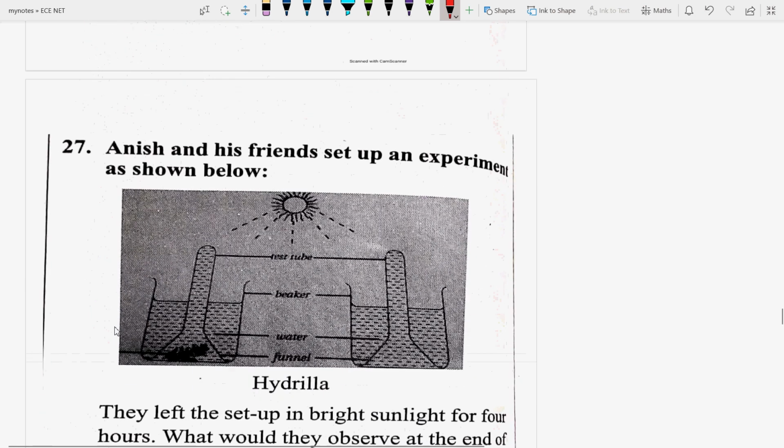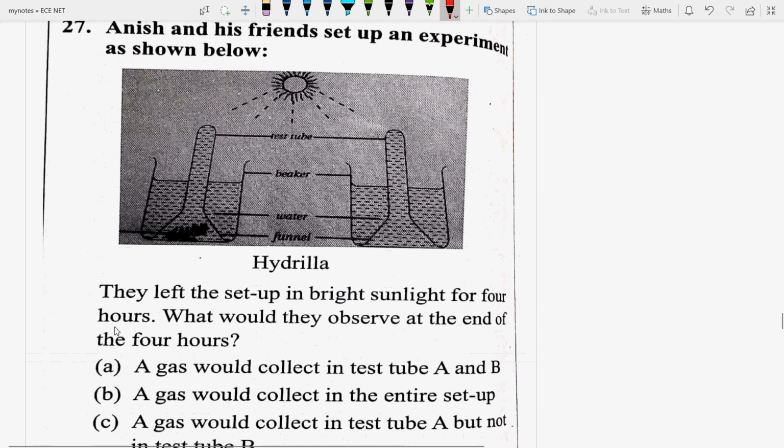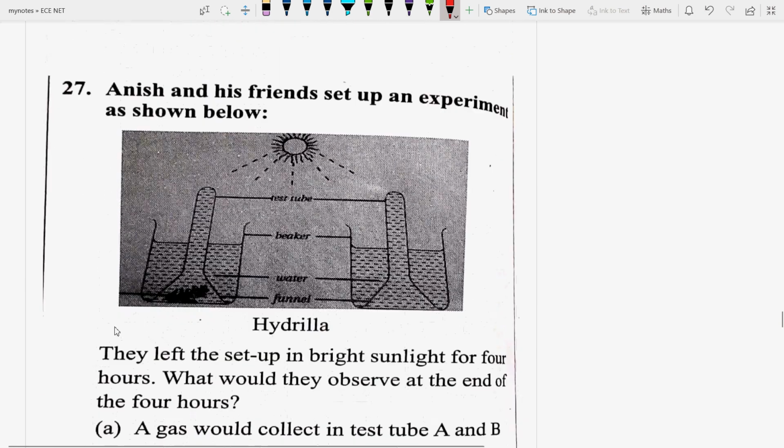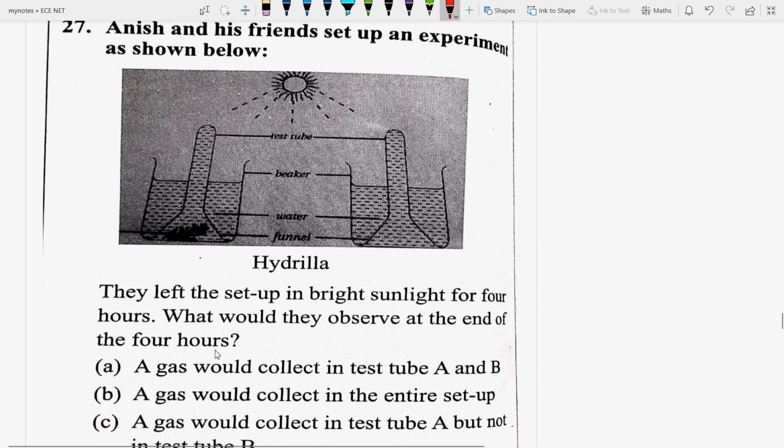Okay, next is, Anish and his friends set up an experiment as shown below. Okay, they are the 2 test tubes. They are kept under the sunlight. There are the 2 beakers. They left the setup in the bright sunlight for 4 hours. What would they observe at the end of the 4 hours?